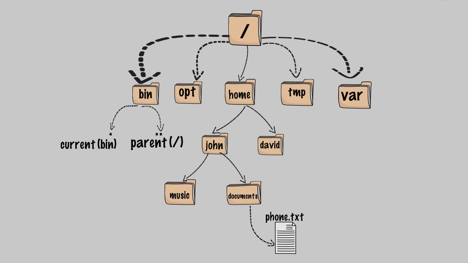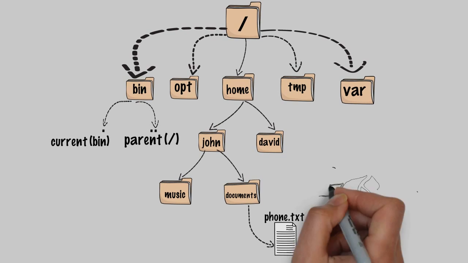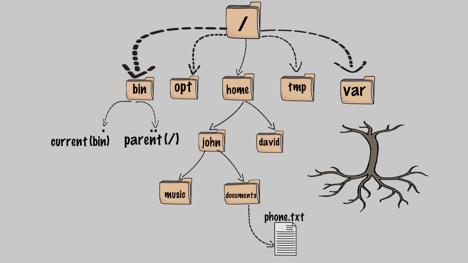So, if you are currently working in the bin directory, one dot will represent the current directory, which is the bin directory, and two dots will represent the parent of the current, which will be the root in this case. As you can see, we have a tree-like structure. That's why we call it the directory tree.